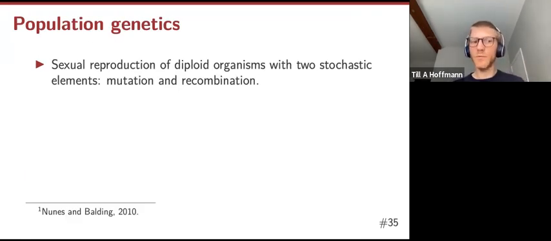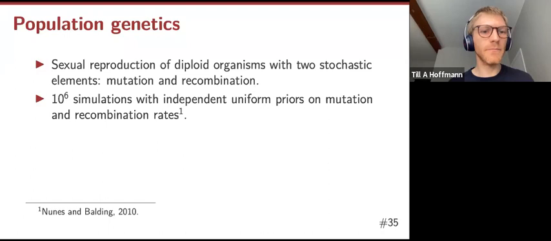So that was a toy example. Now let's have a look at a population genetics example. So we'll look at sexual reproduction of diploid organisms, so each having 2 chromosomes, with 2 elements, mutation and recombination. Mutation just being you knock something out in the DNA sequence, and recombination being that as a gamete is produced, you take something from one parent, something from the other, and stick it together.